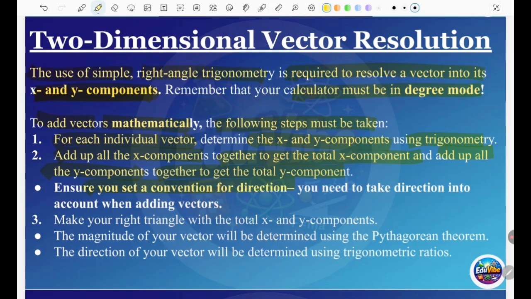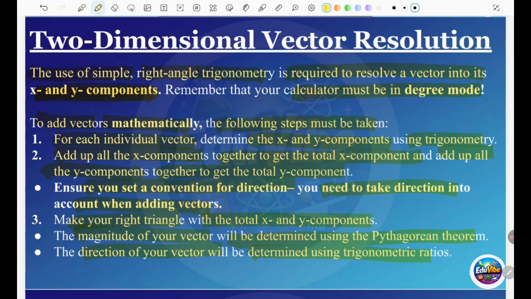Ensure you set the convention for direction. If it's north, it's positive, south is negative, east is positive, and west is negative. It depends on the question we deal with. You need to take direction into account when adding the vectors, but after finding the magnitude, you take the positive sign, because magnitude is a scalar. So make your right angle with the total x and y components. We make the entire right angle from there, and then we find the magnitude of the vector by the Pythagorean theorem, and the direction of the vector is determined using the trigonometric ratios.